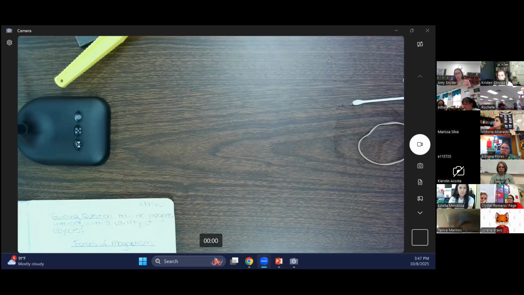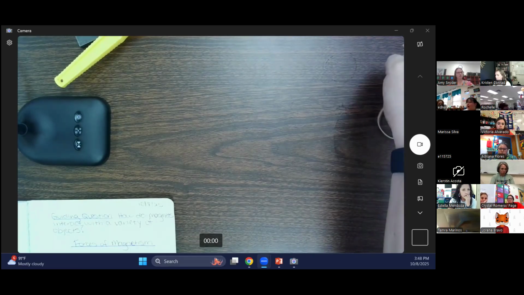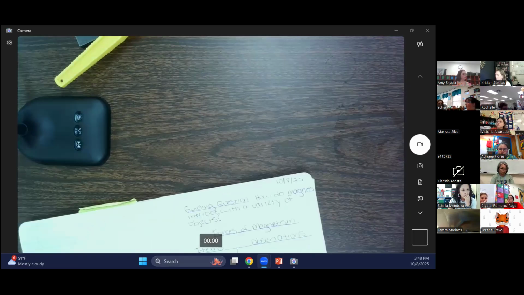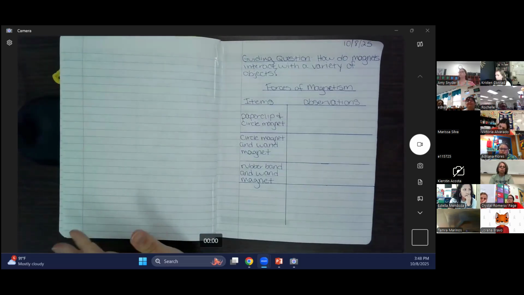Well, my question is, how do magnets interact with a variety of objects? So maybe on one side, I'll make a chart, and maybe on one side, I'll have the objects, and on the other side will be the interactions or what I observe. And so I think that my journal page is going to end up looking something like this. Remember, we're talking to our students here, right? We're modeling this for them.